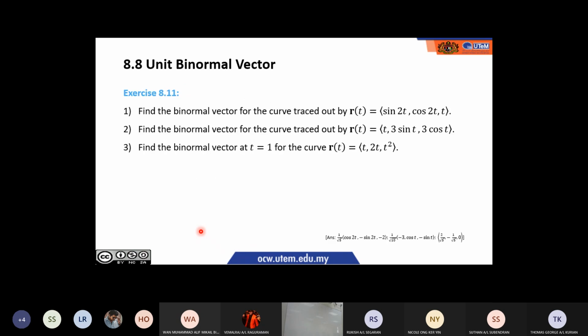Now I want you to try. Try to solve these 1, 2, 3. For question number 1 and 2, you can use either one formula. But for number 3, you have to use the second formula. If you want to use the first formula, actually there is no issue. You will get the same result. It's just that the working will be complex for number 3. Now start from number 1.